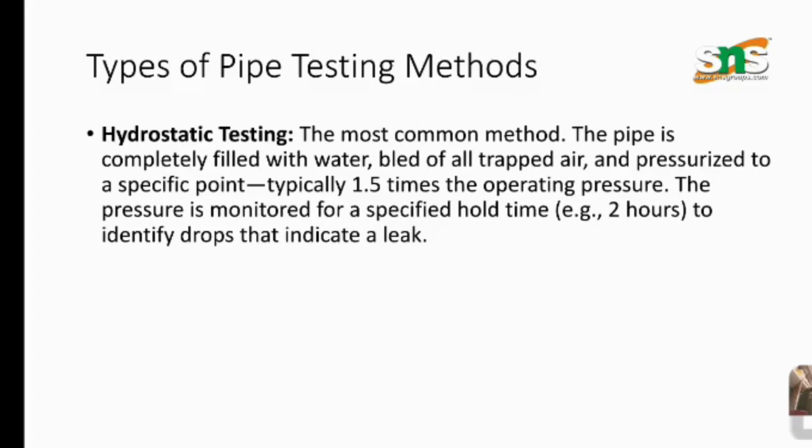There are different methods to check pipe leakages. One is hydrostatic testing. Hydrostatic testing is a common method we can use to check the pipe to prevent leakages, but it takes 2 hours to identify drops that indicate a leak. So it is one of the methods to avoid leakages in the pipes.